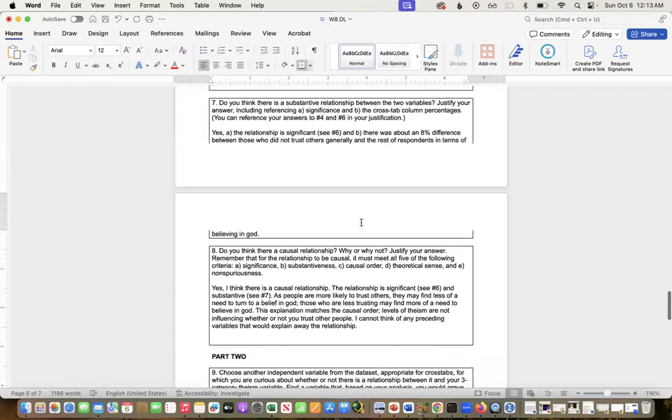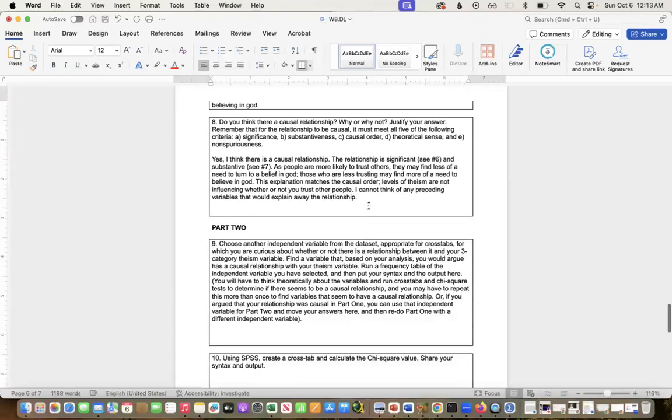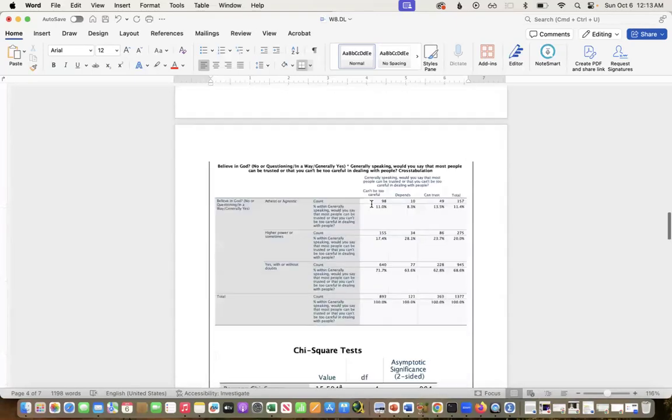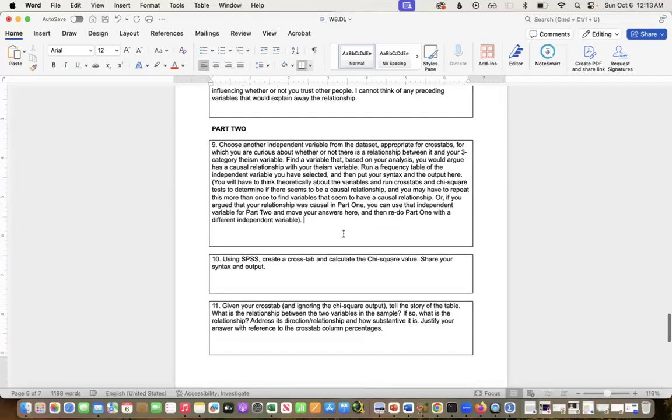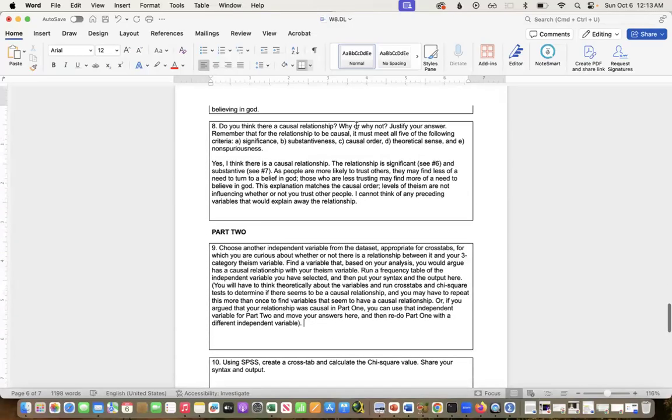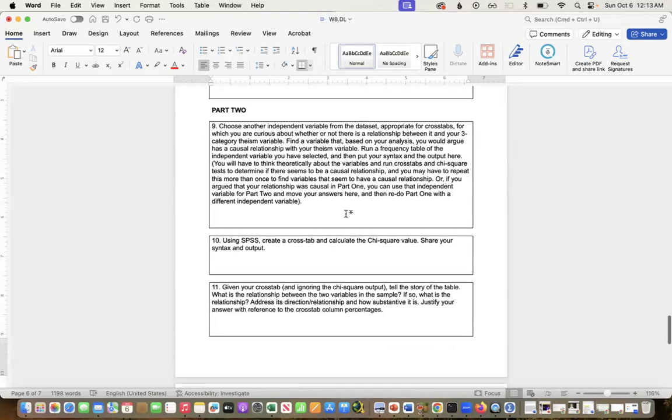Now, we already found one in part one that I'm arguing is causal. So if I wanted to, I could take all of my answers here and paste them into part two instead, and redo part one. And then for part one, it wouldn't matter again. For part one, you could have one that is causal or isn't causal, it doesn't matter. For part two, you have to have one that is causal.